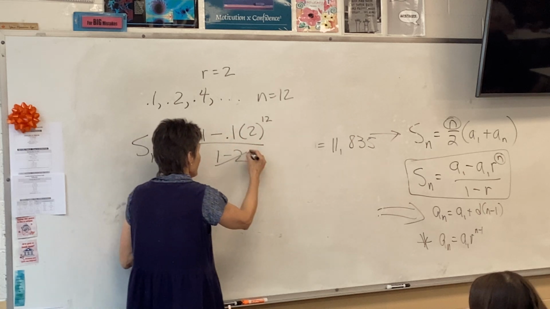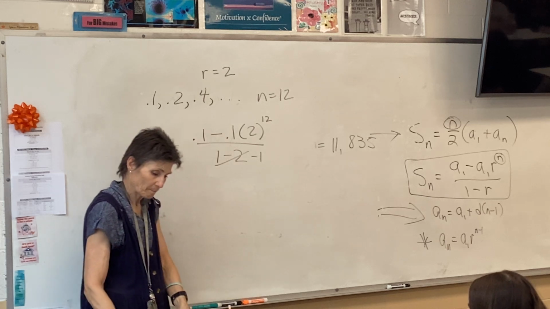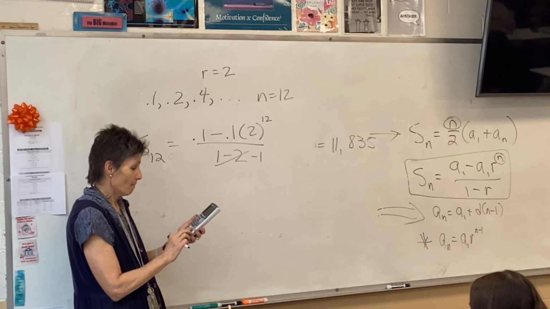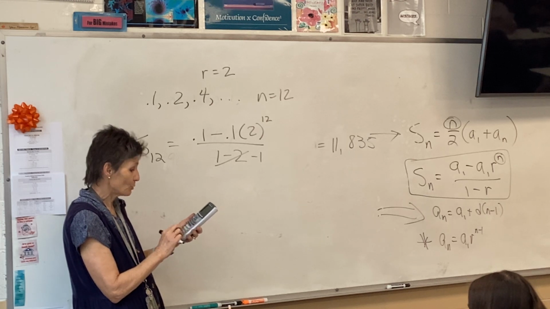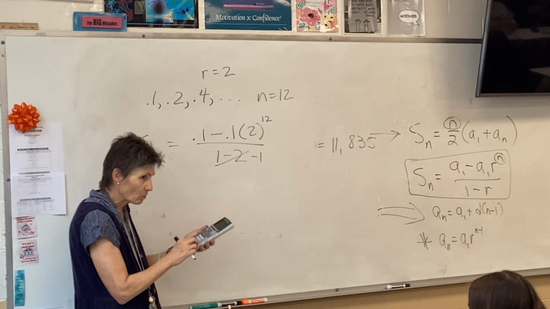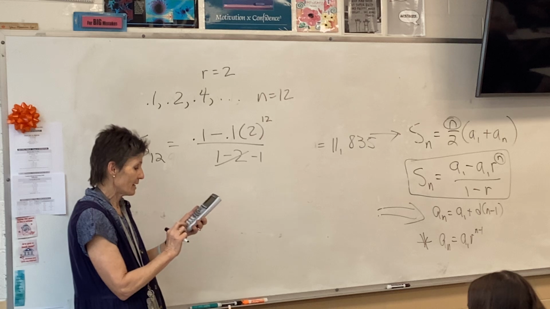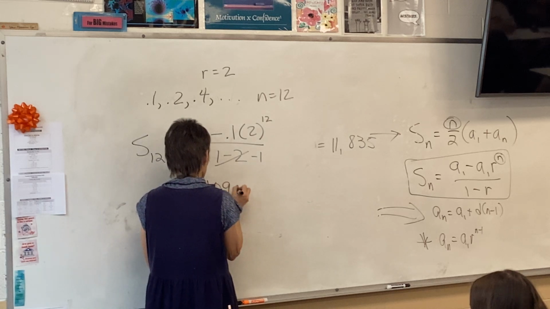So this denominator is -1, so I always do my denominator first. Then I will just put in 0.1 minus 0.1 times 2 to the 12 equals, you gotta remember to hit equals, divided by -1. Did you get 409.5?